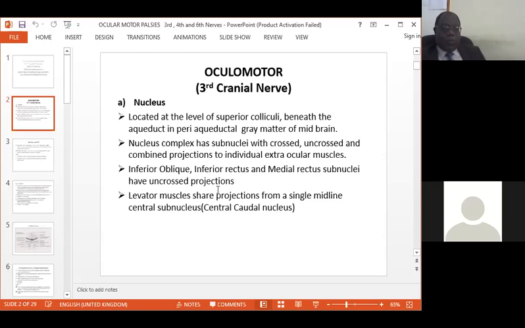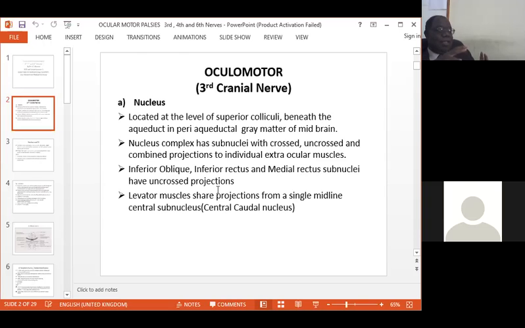Maybe if I can explain to you exactly from this point. When we say crossed projection, it means the nucleus is on the right side, and the fibers from that nucleus are innervating a muscle on the left side. That's a crossed effect. But if you have a nucleus or a subnucleus on the right side going to innervate muscles on the right side, those are uncrossed. So when you hear crossed and uncrossed, that's the concept.